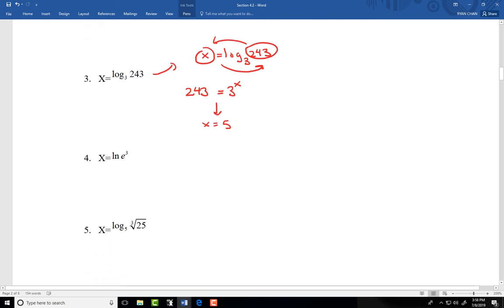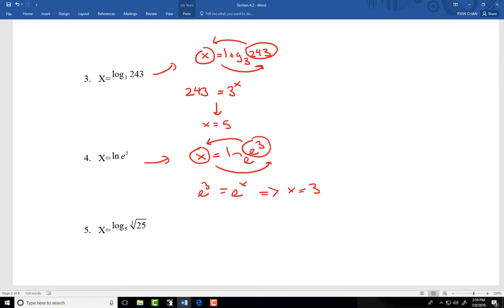And you know what? Let's actually do a couple more. Let's do number 4 and 5. So number 4, I have x equals natural log of e cubed. Notice I don't have a base, so I have to realize it's base e. Now when I swap it, the e cubed will switch out with the x. So it's going to look like e cubed is equal to e to the x. I realize they have the same base, so x is equal to 3.